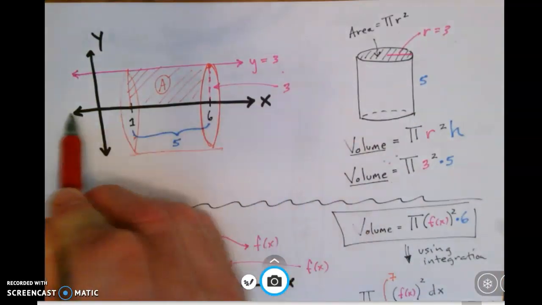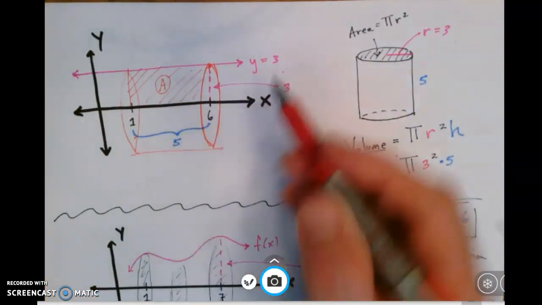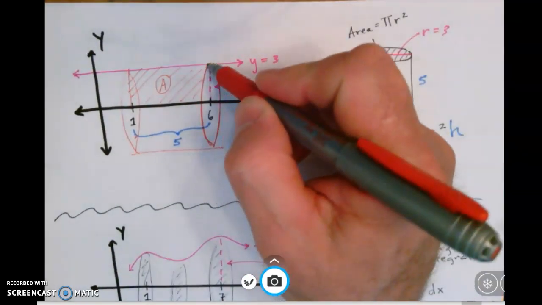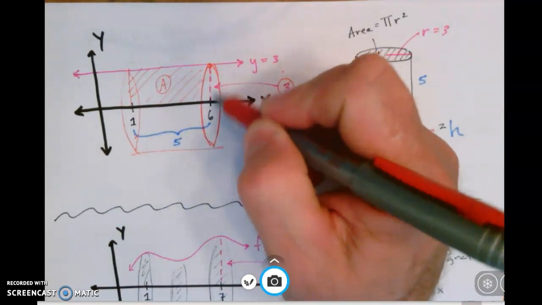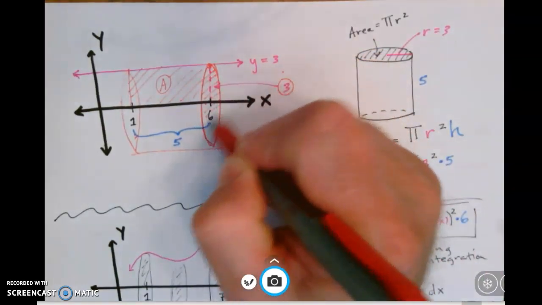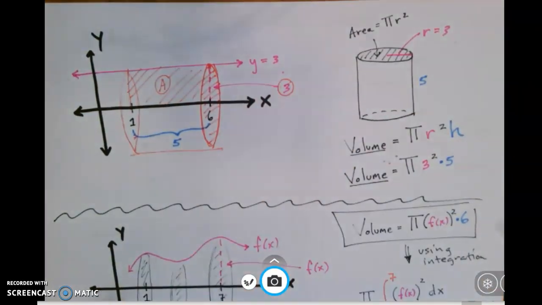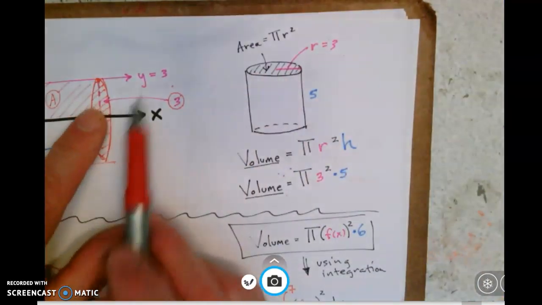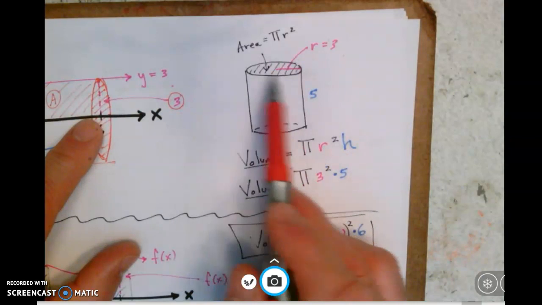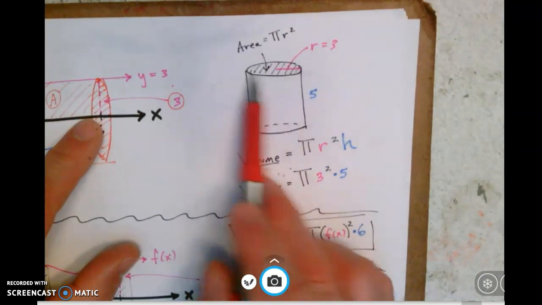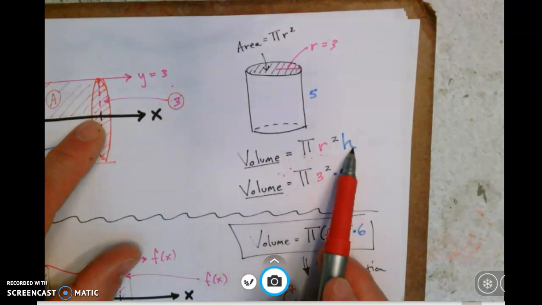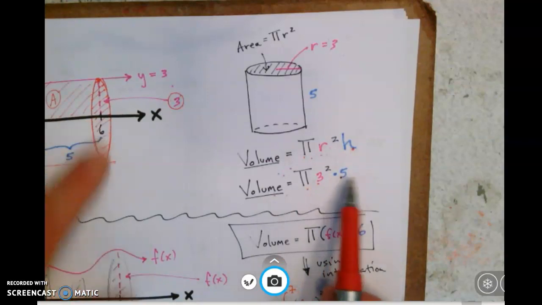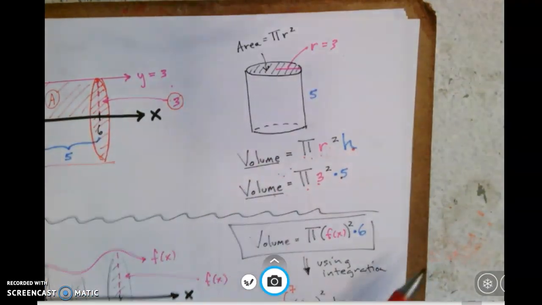So the x-axis is the center of our cylinder. This line is always 3 units away from the x-axis, and if we rotate it around, the three-dimensional shape we get is a cylinder. Now, real quick, this cylinder with a radius of 3, that's this radius right here, has a volume of pi r squared h, which in this case is pi times 3 squared times 5. So this is our 5 and this is our 3, that's simple enough.